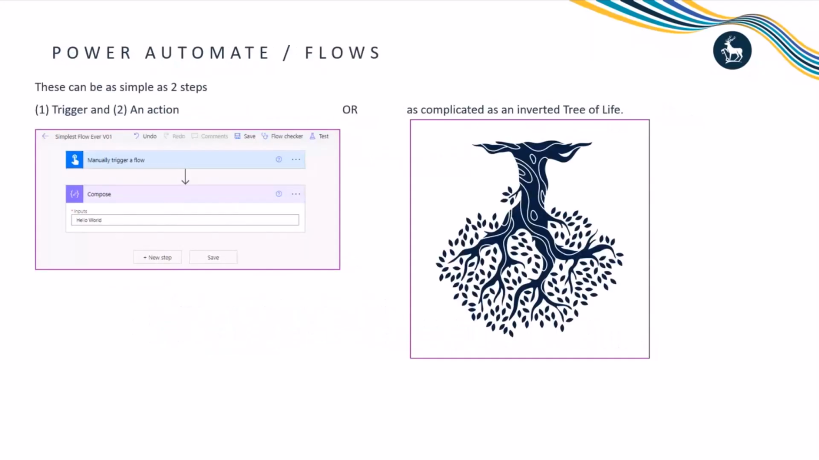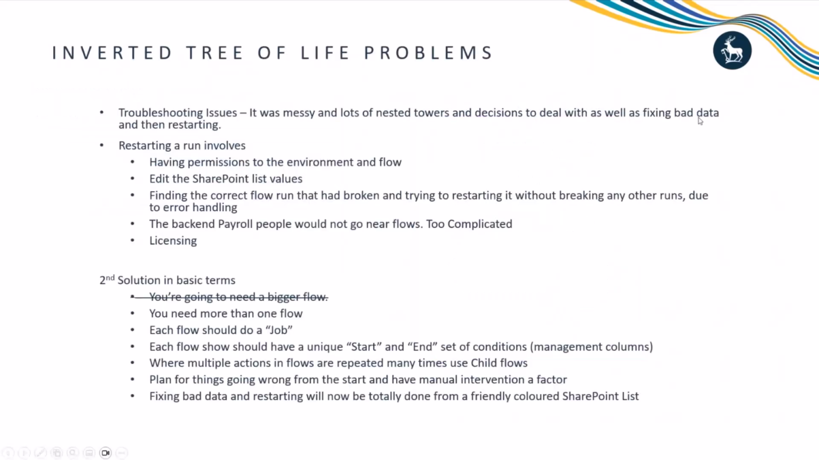So for anyone not familiar with this, a Power Automate flow can be as simple as the left-hand side. There's a manual trigger, there's a compose box, and there's hello world. That's a flow. Or, like everybody else does, you end up with something as complicated as an inverted tree of life. And that's what everybody writes, because that's the way the world is based. I want one thing to get from the top to the bottom and come up with a solution. So what we ended up doing at this point was finding out we ran into a bunch of problems.